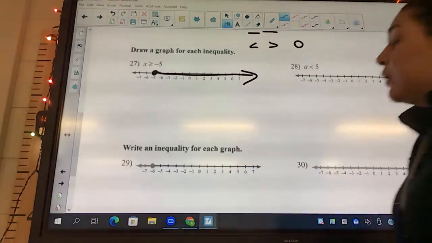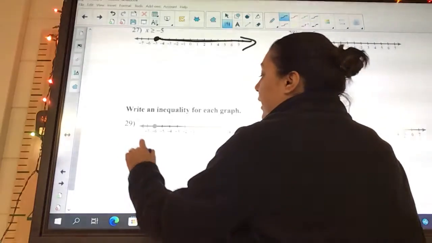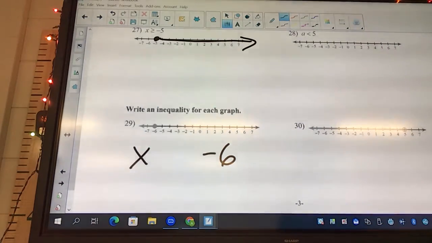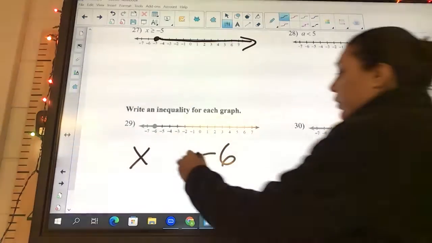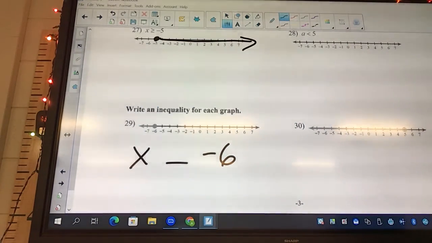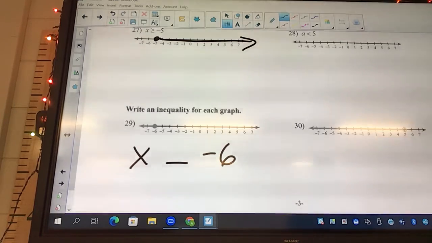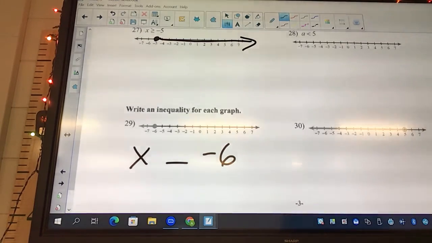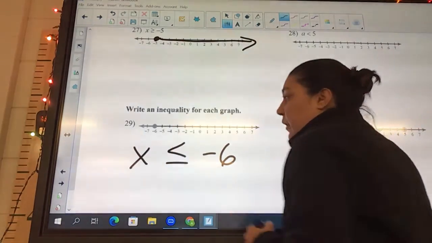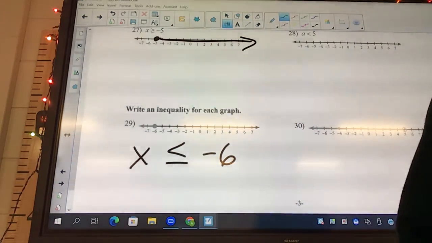Okay, write an inequality. So you know you're going to have an X and a negative 6. Is it open or closed? Closed, so you know you're going to have a line under it. Now think about which way it's going. Is X greater than or less than? Less than. It's going to the less. Oh, yeah, my bad.